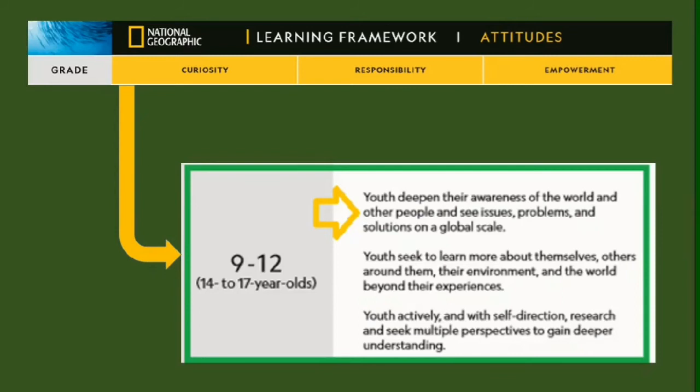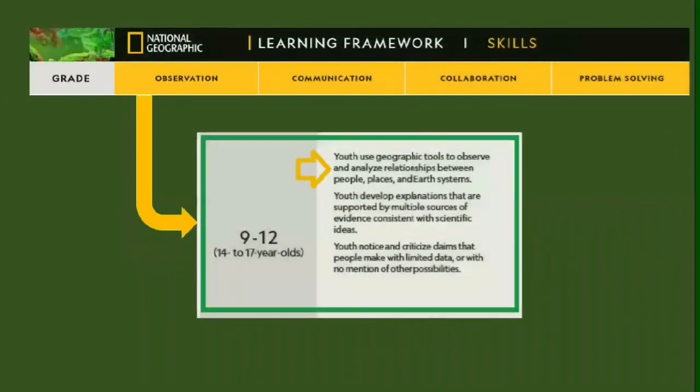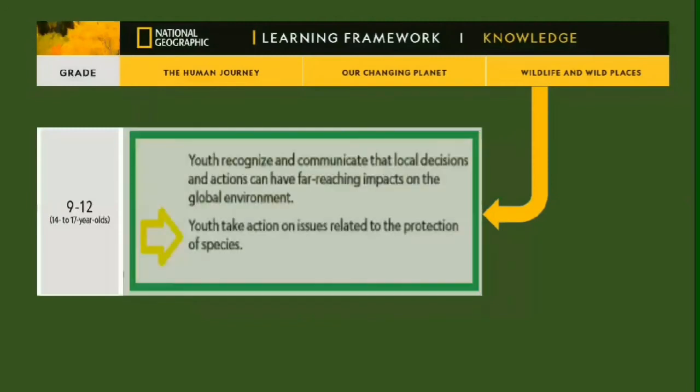For skills, I chose observation. Students used the project template, maps, and graphs to illustrate and communicate their findings in their own gardens. For knowledge, I chose wildlife and wild places because I wanted my students to become aware of the connections between pollinators and food production, and ultimately take actions to preserve and protect habitats.